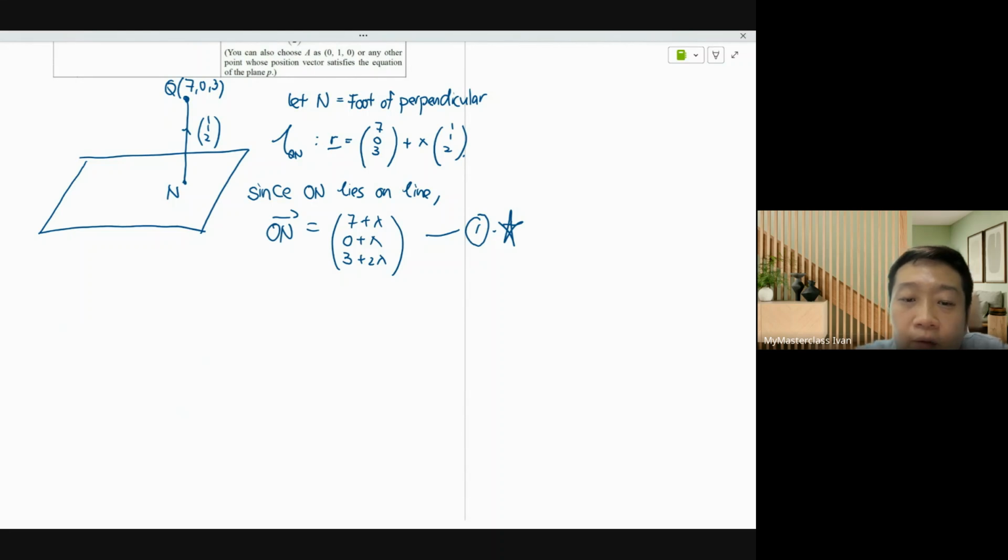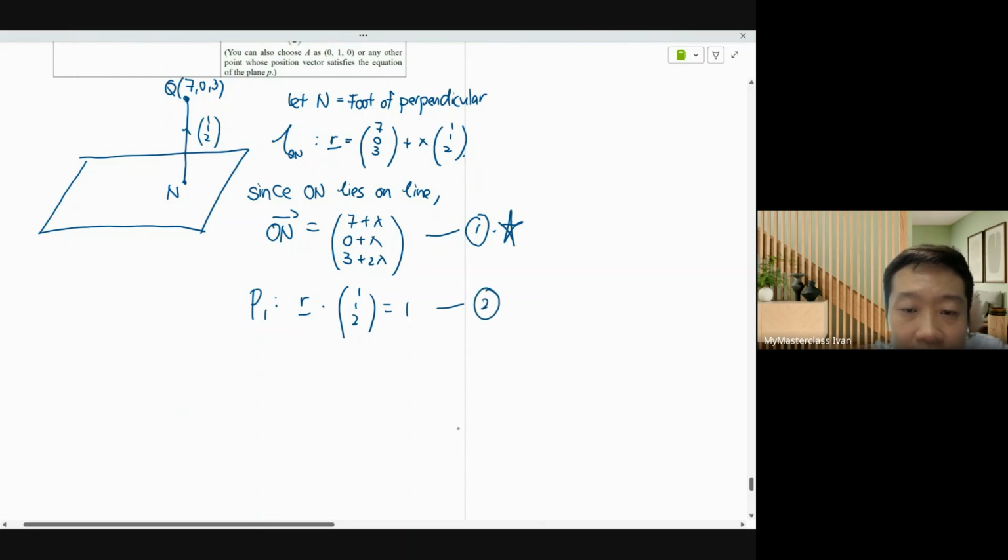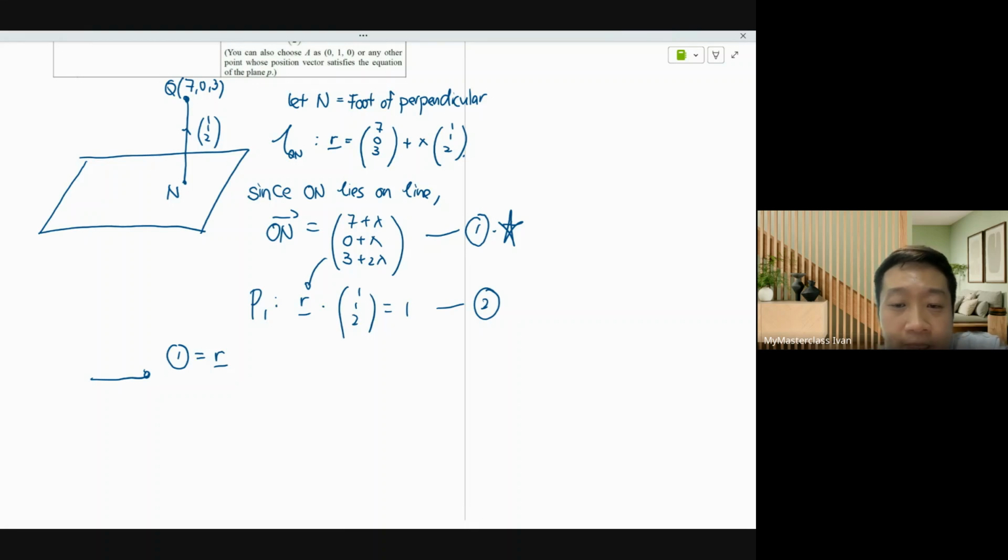What is the equation of the plane? r dot 1, 1, 2 equals 1, right? This is equation 2. So remember, the r in equation 1 is r, because all these are x, y, z. Again, this is another thing that students don't understand. A point, that's why I keep telling you, r means x, y, z. To find the point of intersection is always a simultaneous equation, but you must know how to substitute. So I substitute in the x, y, z.